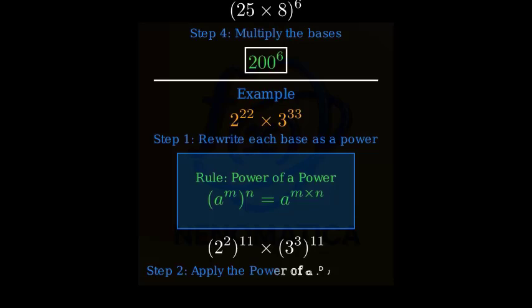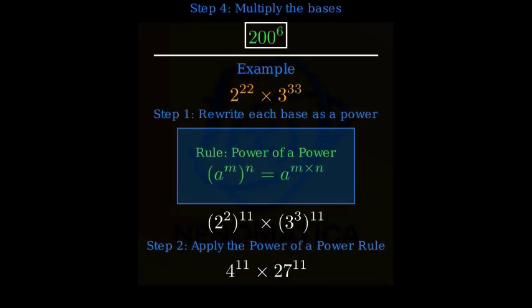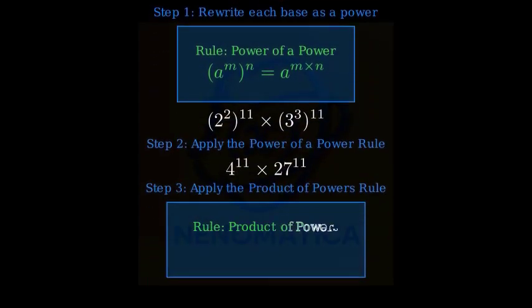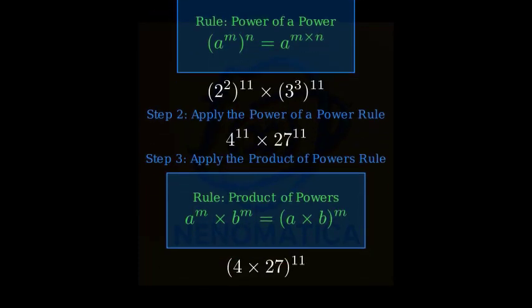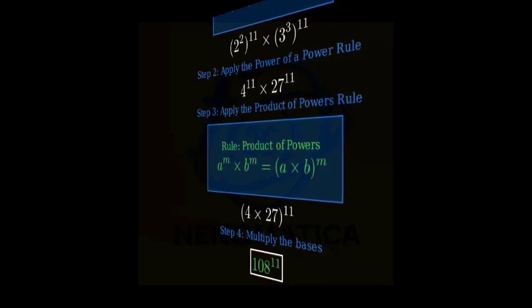Now we apply the power of a power rule. 2 squared to the 11th power is 4 to the 11th. 3 cubed to the 11th power is 27 to the 11th. Since both terms have the same exponent, we can use the product of powers rule. We multiply the bases 4 and 27, and keep the exponent 11. 4 times 27 equals 108. So our final answer is 108 to the 11th power.